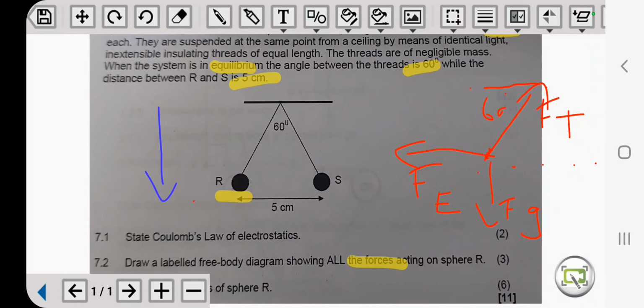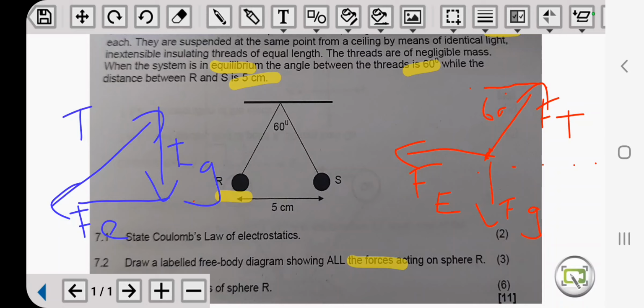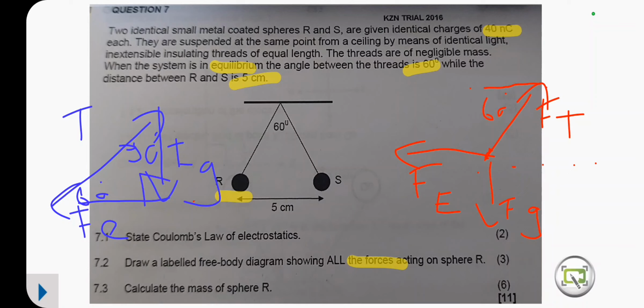Now, using this, we can go and draw a vector diagram. We have gravity going down. We have Fe going to the right. And we have our tension at an angle. And therefore, we know that this one is 60 and this one 30. And our 90 degrees. Alright, now it wants us to calculate the mass of R. Now, as you can see, we will be able to do that using the sine law and our little triangle here.